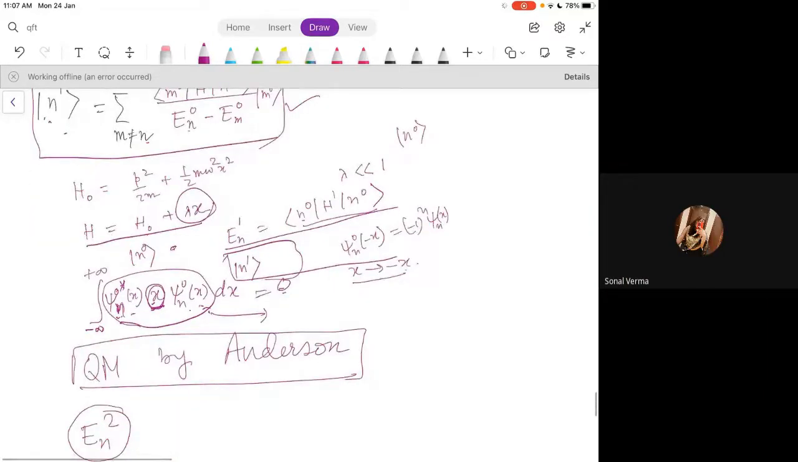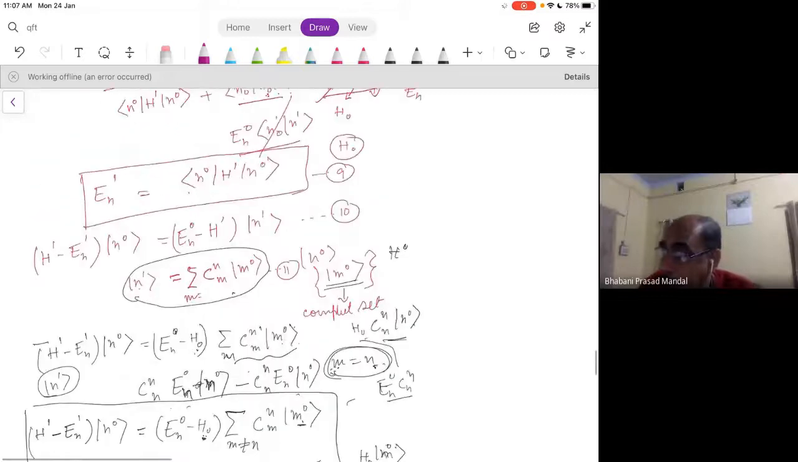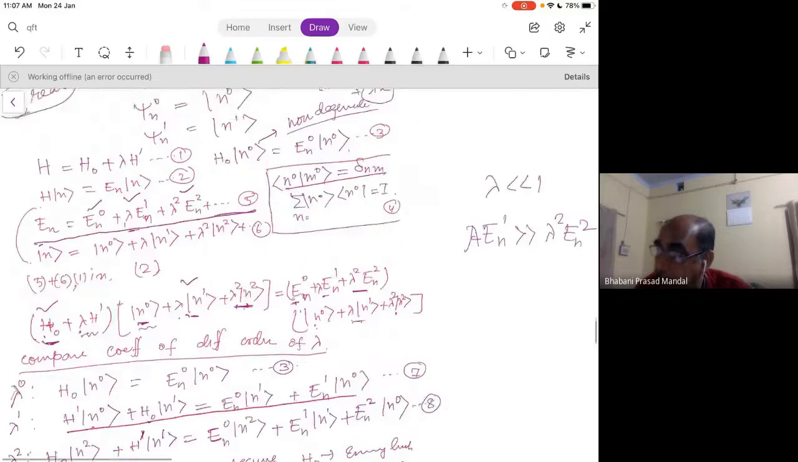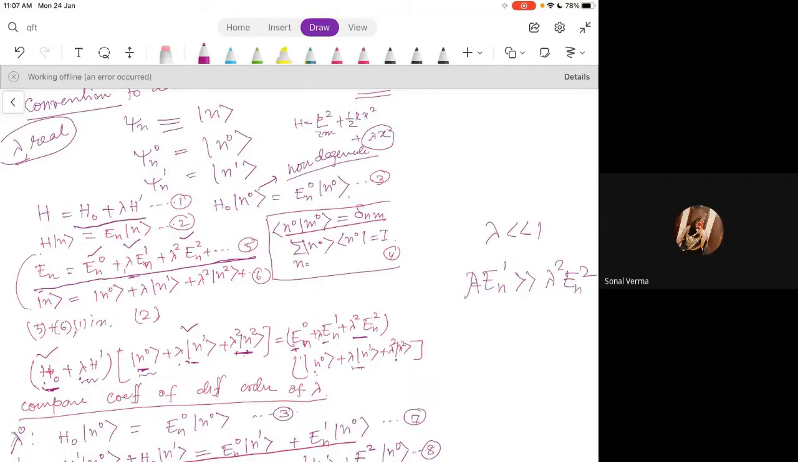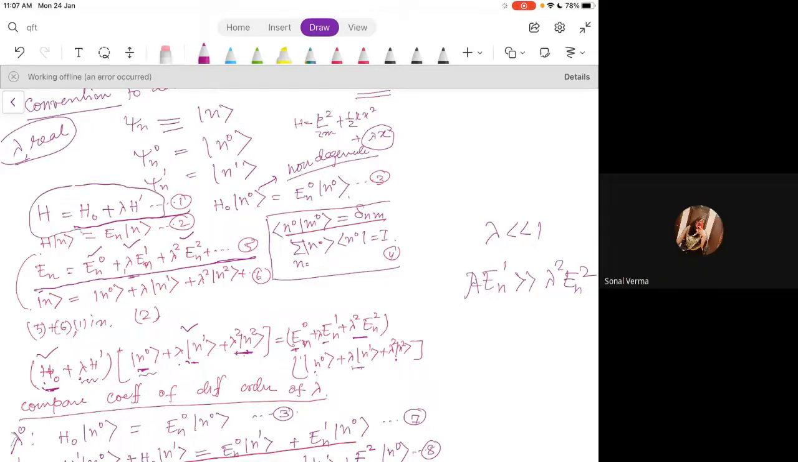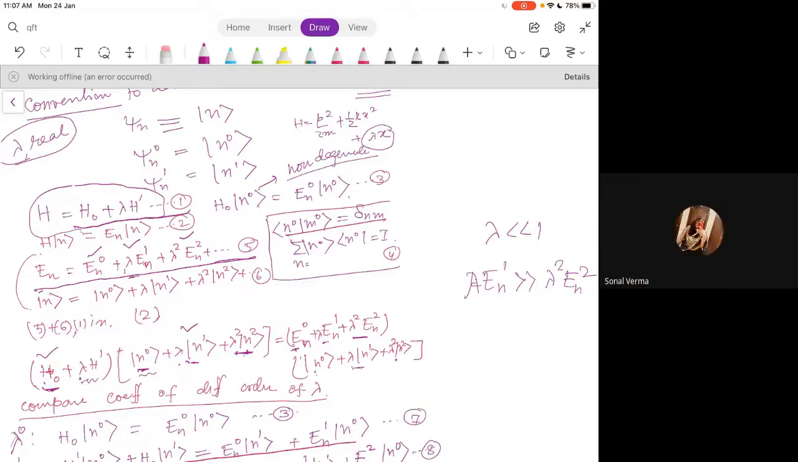Sir, we're only doing this for the Hamiltonian, only taking one extra term. Why not two? In the Hamiltonian, we have only one term. Here we're only taking lambda H prime, not lambda squared H prime. This is not H1, this is H prime. This is the whole Hamiltonian, the full Hamiltonian.